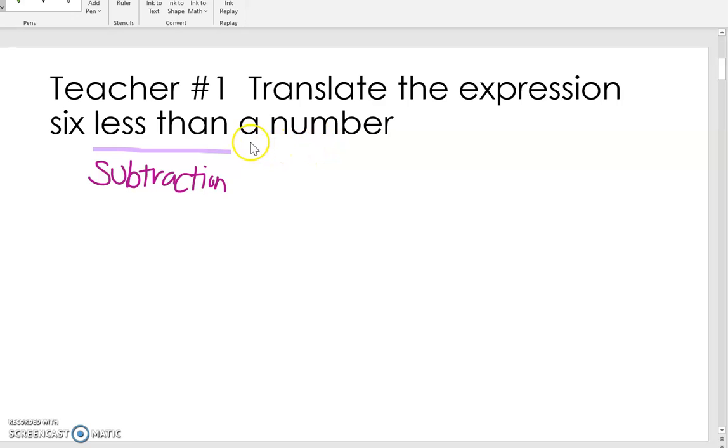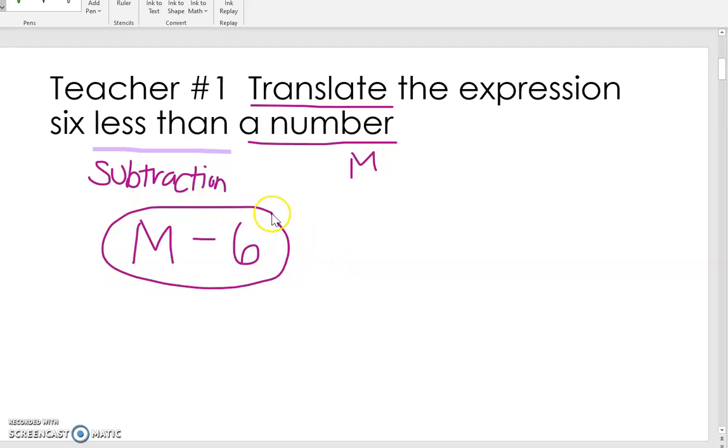In an expression, if they say "a number," that means something we don't know, and you can choose any variable you want. For this one, I'll represent a number by the letter M. So the expression "6 less than a number" would be written as M minus 6. For problems where it's asking me to translate, there's nothing else I need to do, and I would indicate that this is my answer.